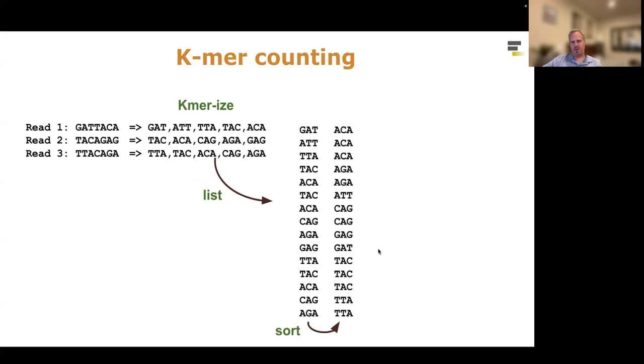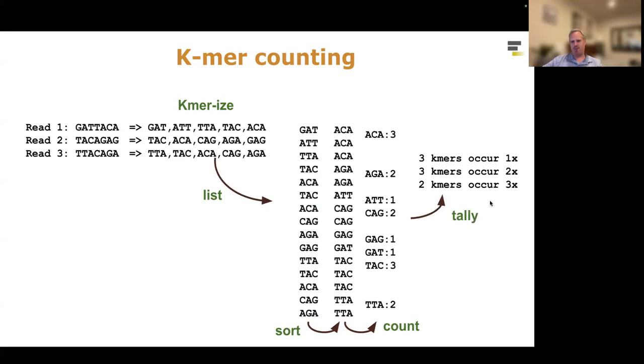We can put them into sorted order. Another important thing you can do is then count how often these different k-mers occur. So ACA here occurs 3 times, AGA occurs twice, ATT occurs once. We can build up a profile about how many k-mers occur different numbers of times. We can say, oh yes, there are 3 k-mers that occur once, 3 k-mers that occur twice, 2 k-mers that occur 3 times.